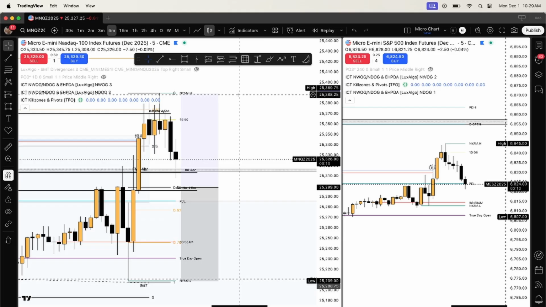I cannot take a trade-off for just a 1 hour. Need more. I need a 5-minute market structure shift on the low time frame.